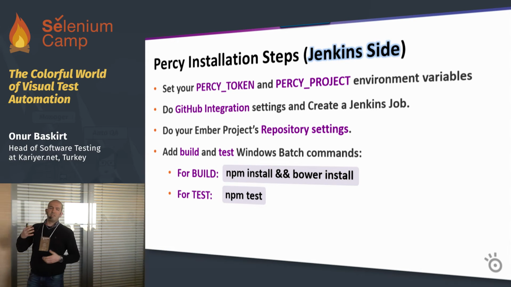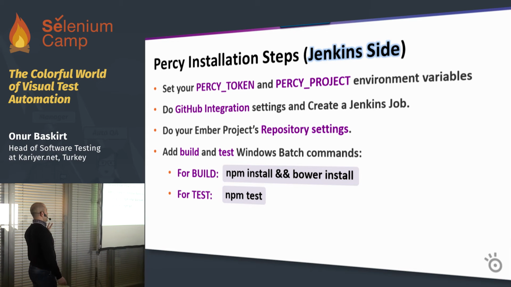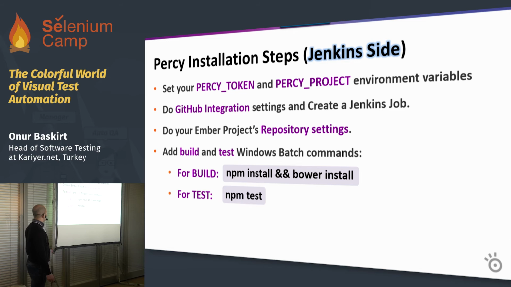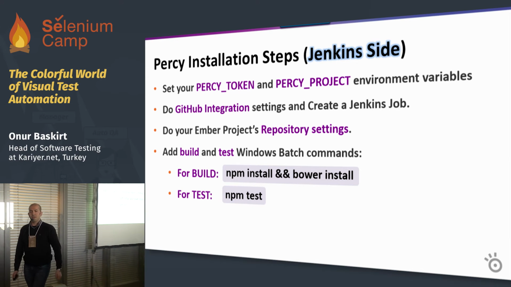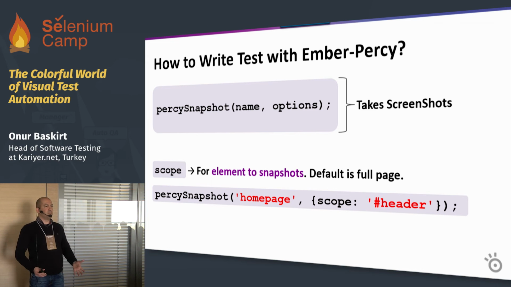After that, you have to do GitHub settings and repository settings, and you should use two commands for building and testing. These are npm install and bower install, and for the test, you can just use npm test. So how to write a test with Ember Percy?